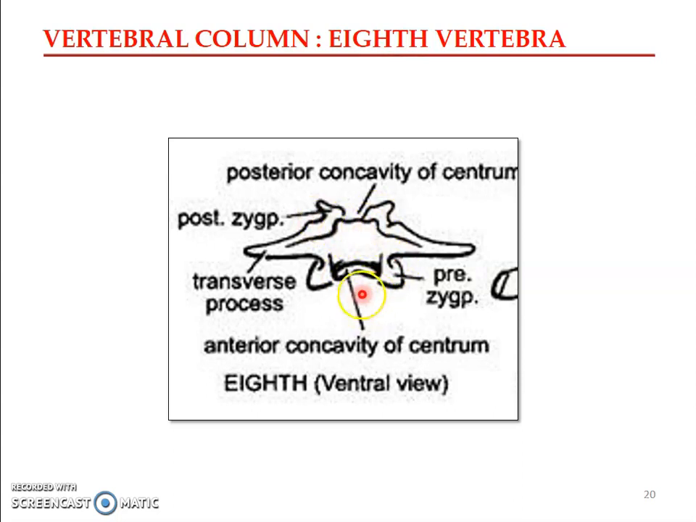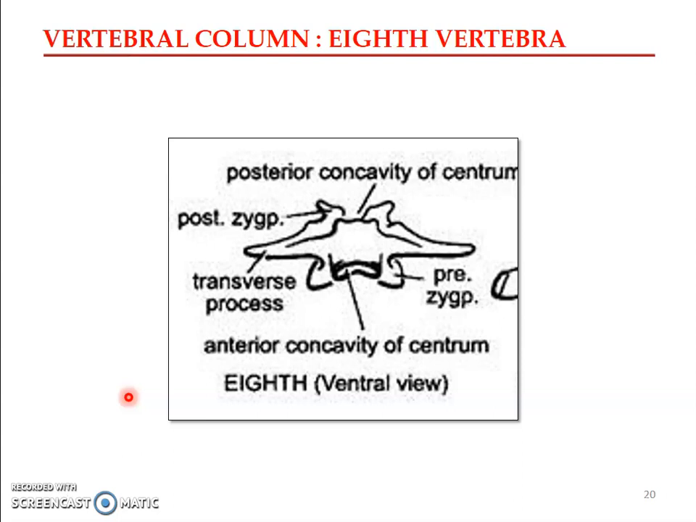Now the seventh vertebra, which is a typical one, is procoelous in nature. Procoelous means anteriorly it has a concavity, but posteriorly it has a convex nature or protuberance. So this protuberance of the seventh vertebra fits into the anterior concavity of the centrum of the eighth vertebra. That is how it smoothly fits and brings about the articulation between the seventh and the eighth.